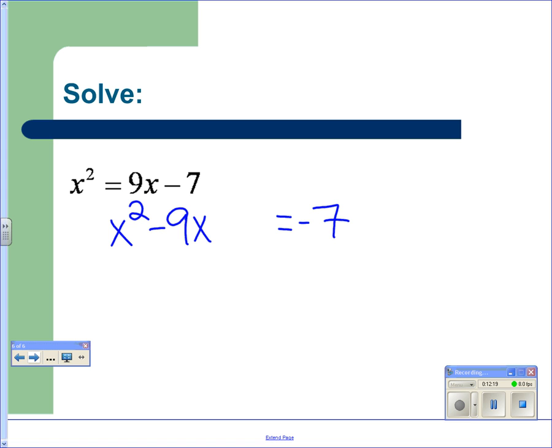So now what do we do? What is half of 9? Leave it as a fraction. Does that make sense? Yeah, you want to leave these as fractions. They'll be a lot easier to leave as fractions. It's just take half of this coefficient. -9, half of it is -9/2. And then you square it.